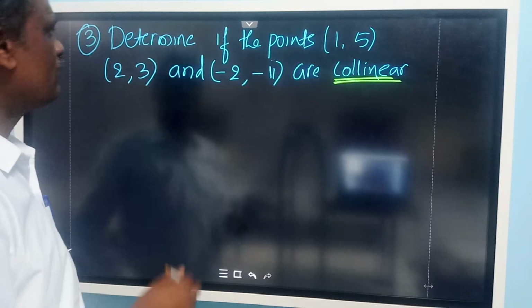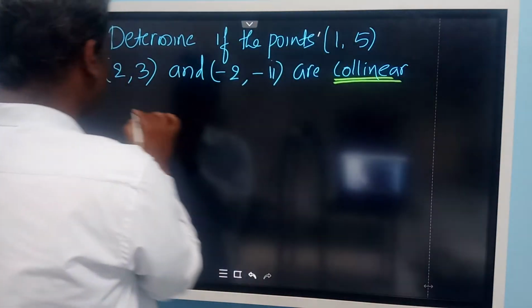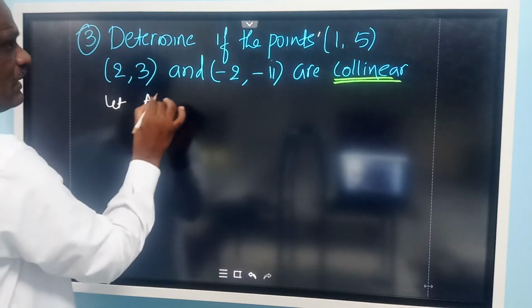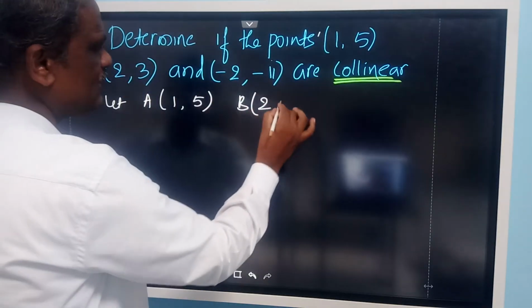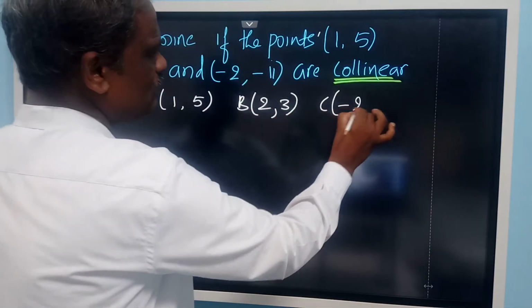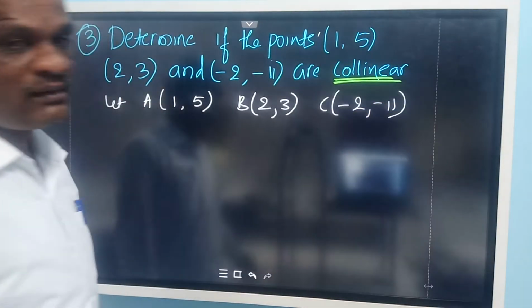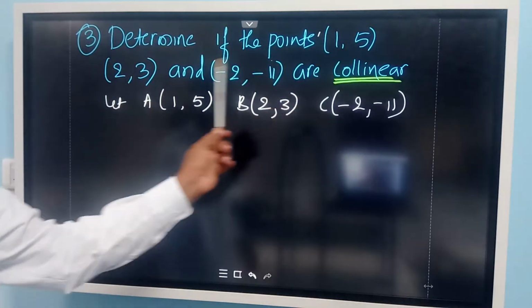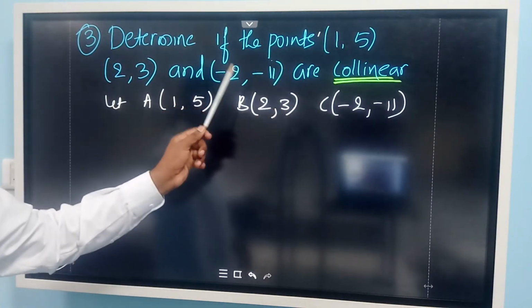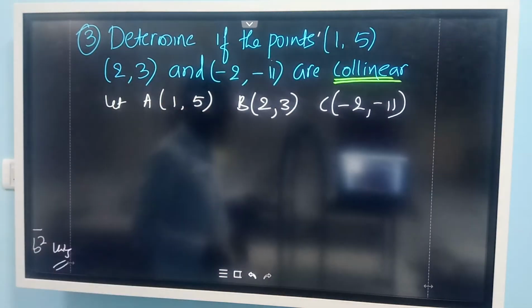So that means I want to find out, suppose this is point A, let point A be (1, 5). I will take point B as (2, 3) and point C as (-2, -11). So I have to show that these 3 points A, B, C are collinear. Show that, or you have to verify whether it is collinear or not. Is it clear what I am telling?